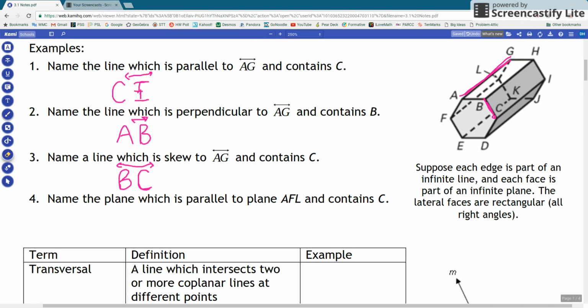And lastly, a plane parallel to plane AFL and containing point C. So remember, plane AFL, I'm only saying those 3 points to name it, but it is referring to this entire surface. So the other surface, which is parallel to it, is plane CDJ.